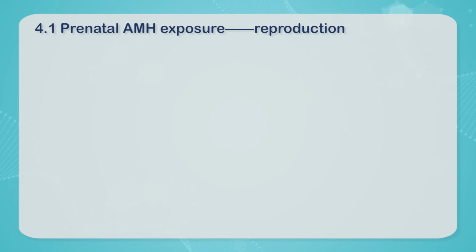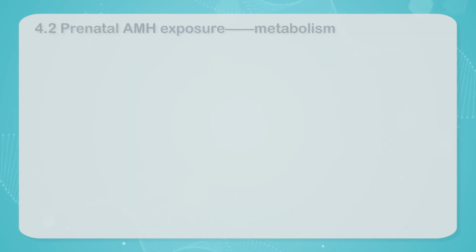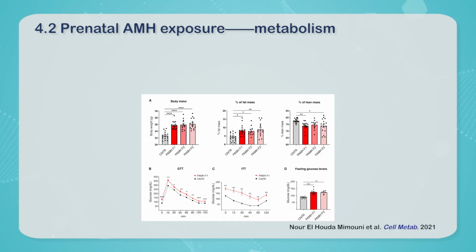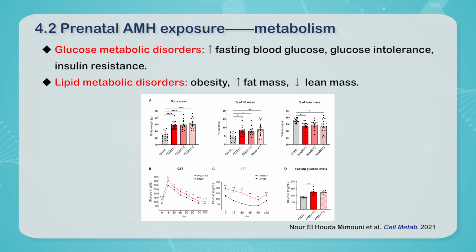The prenatal AMH model generates hyperandrogenism, ovulatory dysfunction, and increased luteinizing hormone levels, mimicking the reproductive phenotypes of the prenatal androgen-exposed model. However, the glucose and lipid metabolic derangements of this model are more serious than the prenatal androgen-exposed model. The animals display increased fasting blood glucose, glucose intolerance, and insulin resistance. They tend to be obese with increased fat mass and decreased lean mass.